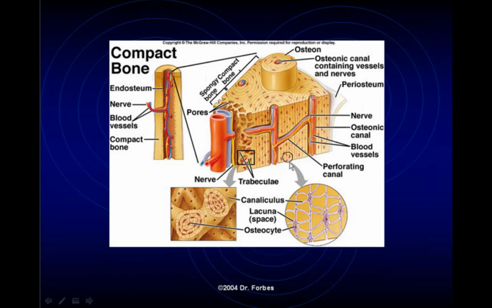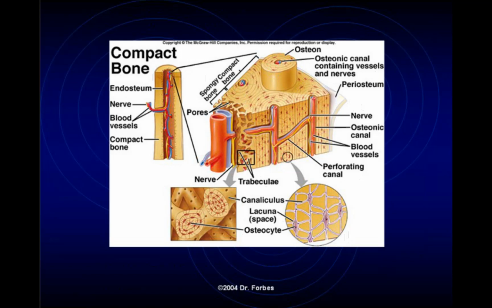If we take a little section right here and we enlarge it, we can see the bone cells in here, and these bone cells are called osteocytes. Osteo, bone, cyte, cell. These are mature bone cells. You'll learn about other types in lecture called osteoblasts, and also you'll look at osteoclasts in lecture.